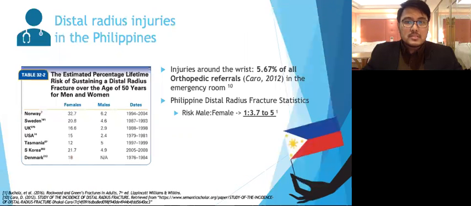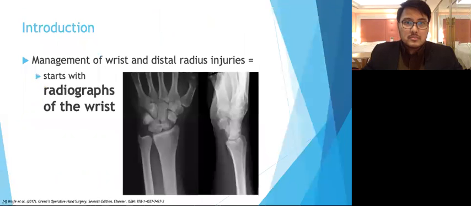In the Philippines, distal radius injuries are quite common. Local studies also show that the ratio of risk of having distal radius fractures is also similar to global statistics. So there is still a wide opportunity for local research on the distal radius.